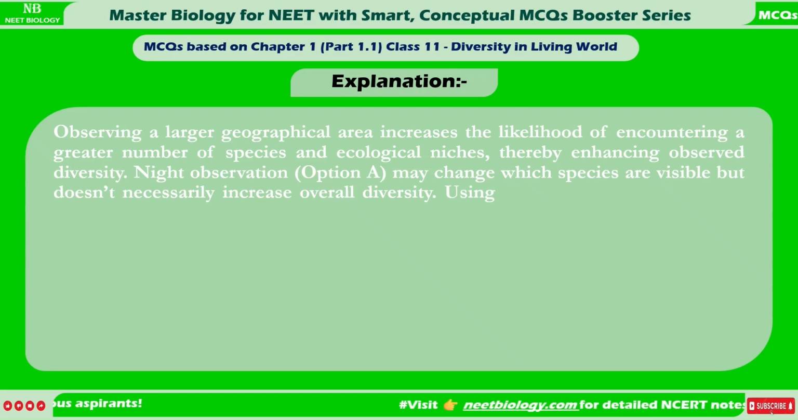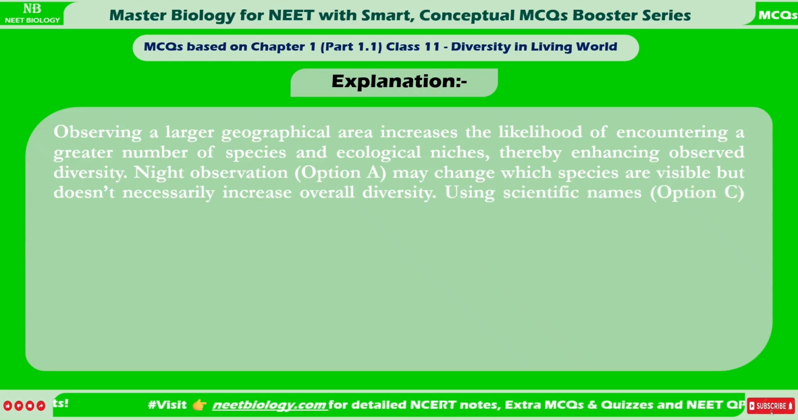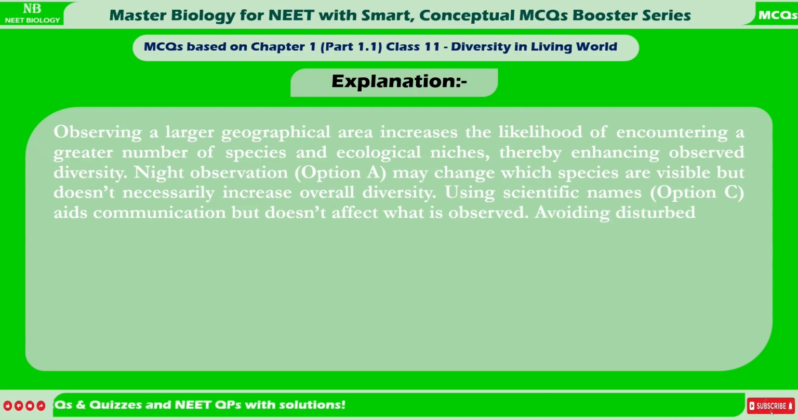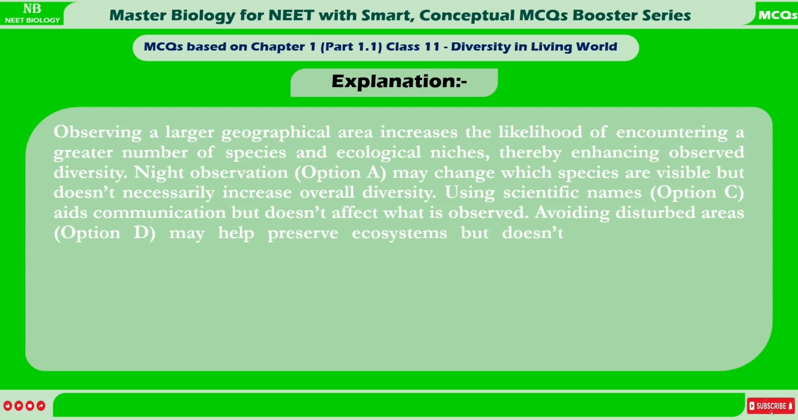Using scientific names, option C, aids communication but doesn't affect what is observed. Avoiding disturbed areas, option D, may help preserve ecosystems but doesn't inherently increase diversity observed. Therefore, wider spatial coverage is key.